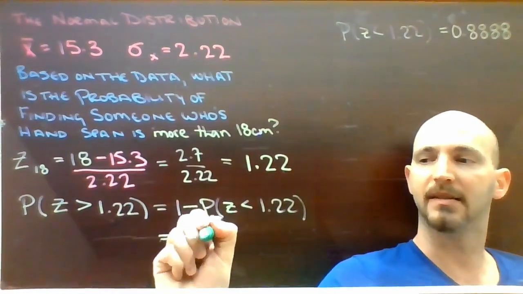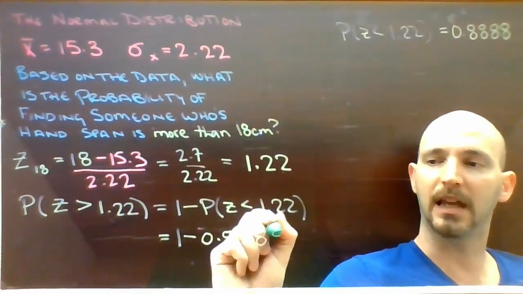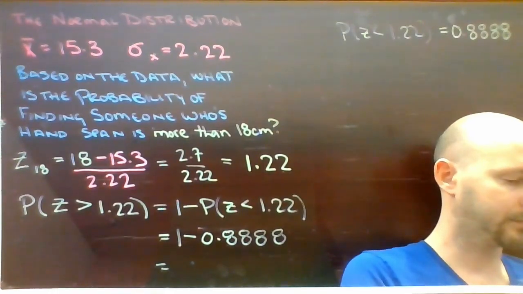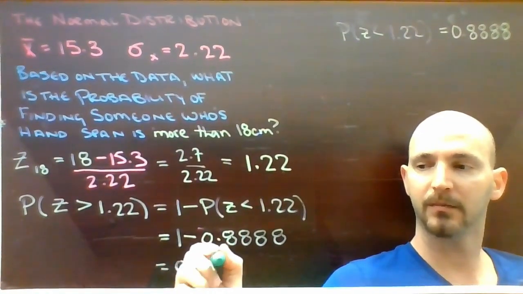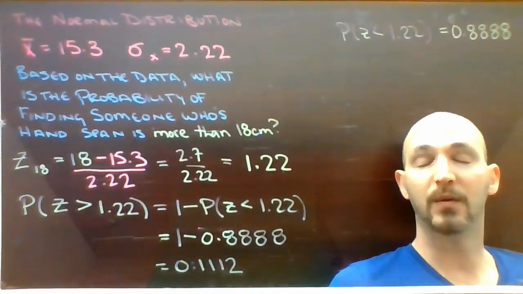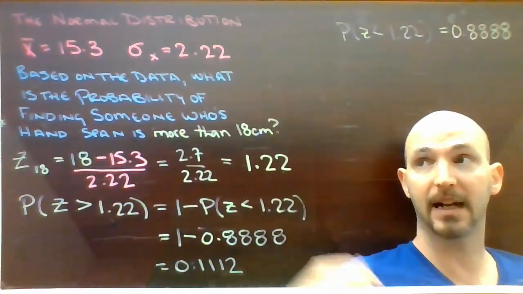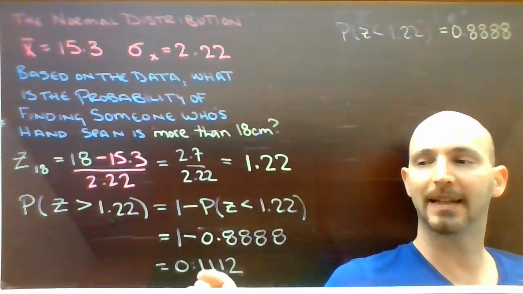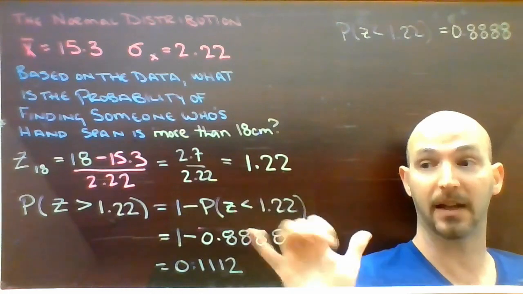1 minus 0.8888 is 0.1112. So if I were to walk up to someone random on the street, based on the data I had collected with this average and this standard deviation, there's only an 11.12% chance that that person would have a hand span larger than mine.